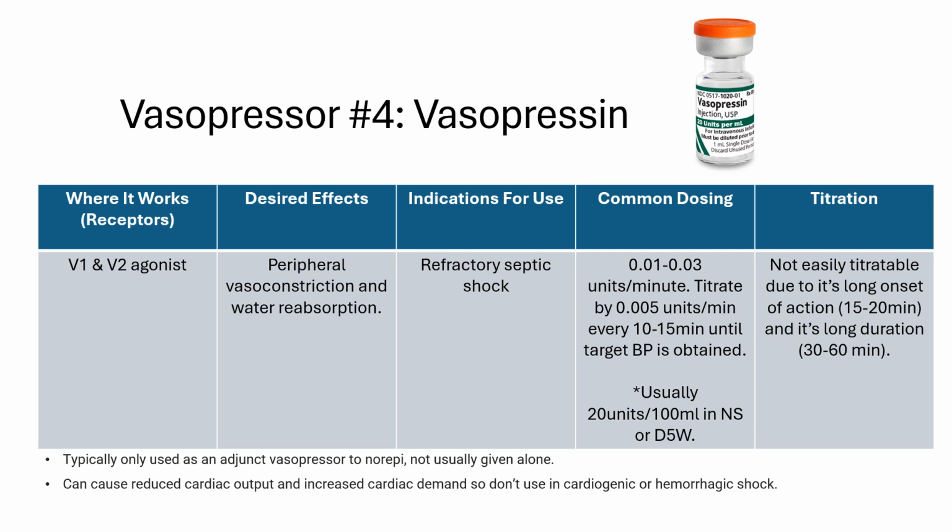Vasopressin is a little harder to titrate. So it's not easily titratable due to its long onset of action. So it takes 10 to 15 to 20 minutes for this thing to kind of get into the system and start working. The nice thing is it's got a long duration, 30 to 60 minutes, where our other ones are probably about 5 to 10. So it lasts longer, but it takes longer to get in and start working. So your titration is going to be a little bit more difficult with this one. It's going to take some patience. So if you've got a critical patient who's really hypotensive, this may not be the best medication.